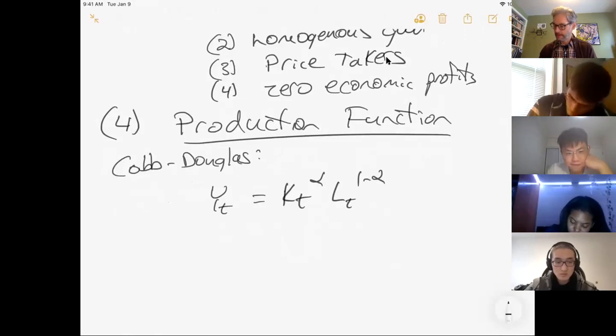So alpha is between 0 and 1. So yesterday I used 1/3 and 2/3, but let's keep it more general. I'm going to use alpha here. So K to the alpha, L to the 1 minus alpha.